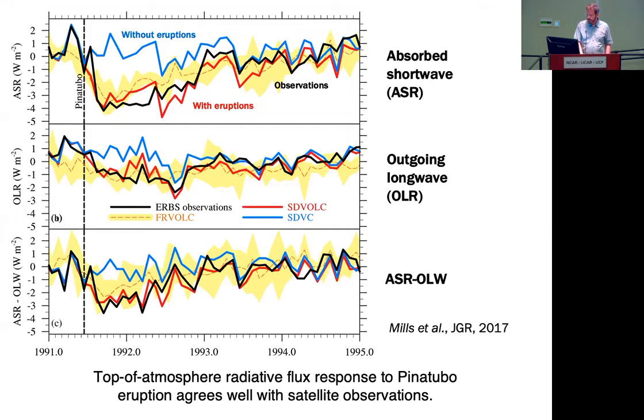So here we're looking at the changes in the radiation compared to observations from the ERBS, Earth Radiation Budget Satellite, in black. And these WACCM runs are nudged specified dynamics runs. In red, we see WACCM with volcanoes. In blue, WACCM without volcanoes. And when we include the volcanoes, we do a really good job of matching the satellite observations there of reduced absorbed shortwave and outgoing long-wave radiation.